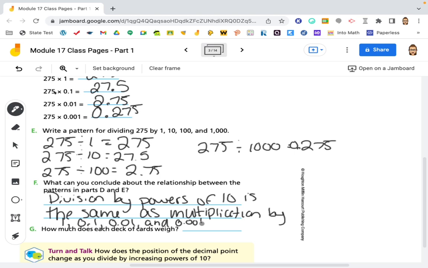So how much does each deck of cards weigh? Well, 275 thousandths pounds.